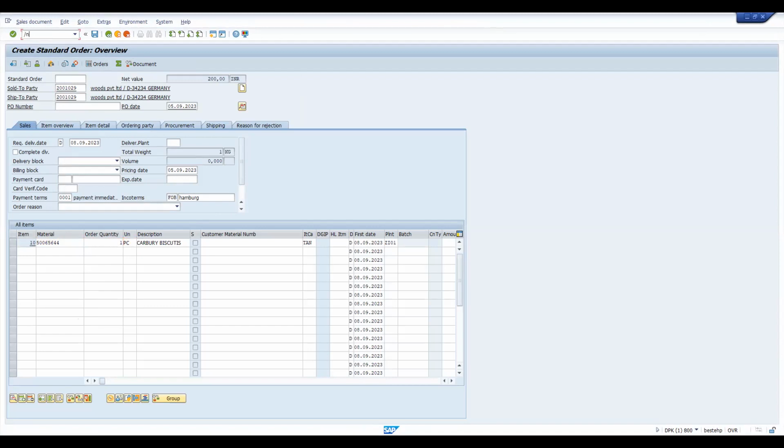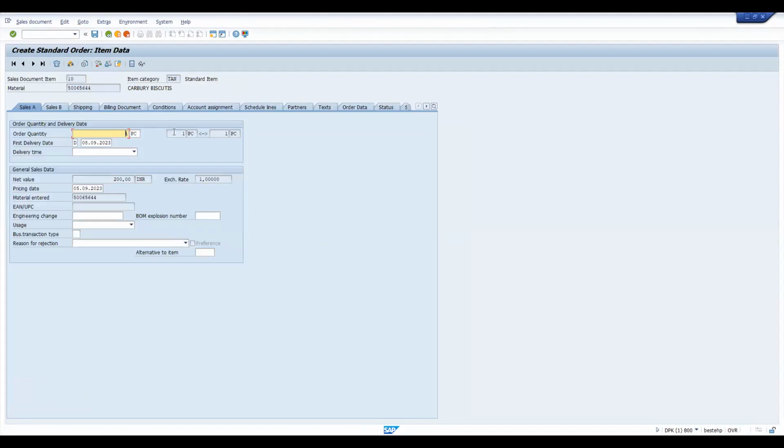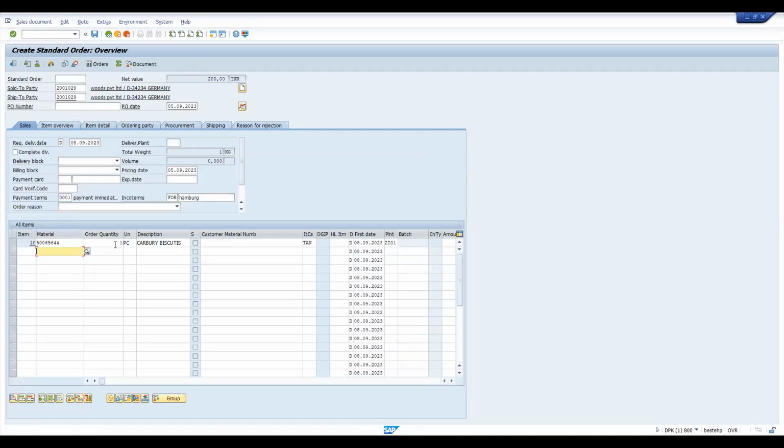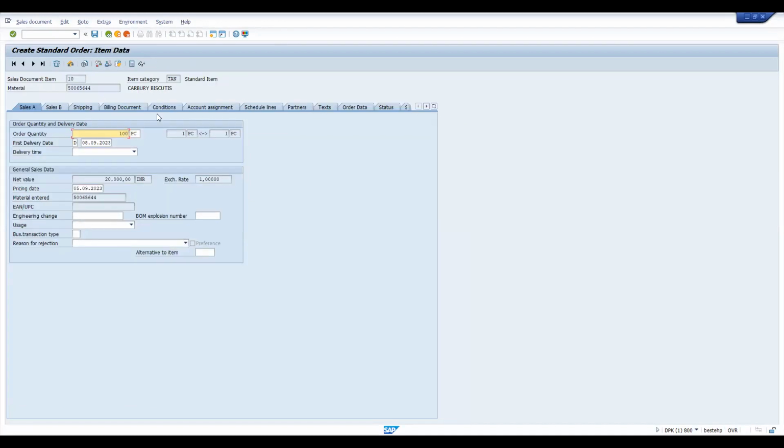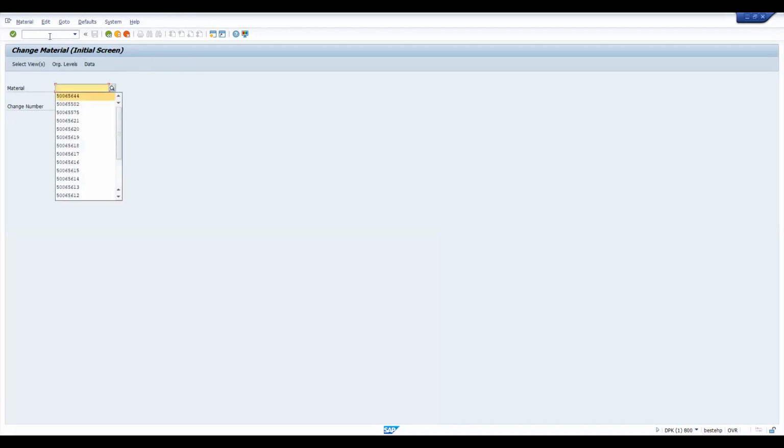Let me show you here also. Double click here. So now see, it is one piece equal to one piece. For example, if I have taken 100 quantity, still see 100 pieces. Now let's try to understand sales unit of measurement for this.